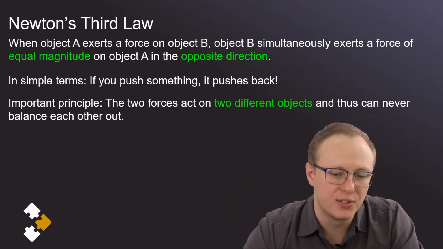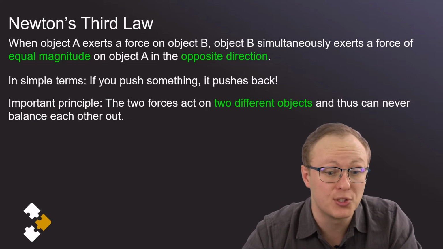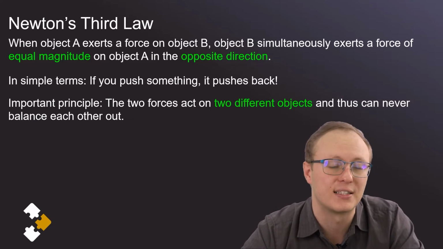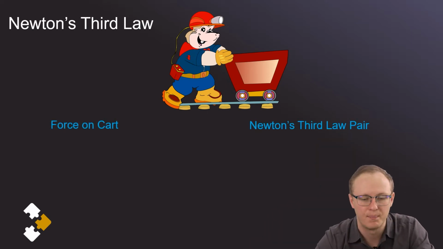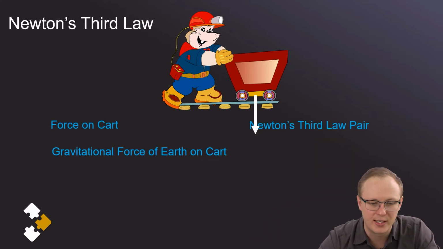The most important principle here is that the two forces act on two different objects and thus can never balance each other out. So let's say, for example, we've got this gopher here that is pushing a mine cart on a rail. Let's see if we can divine all the forces that are acting on this cart and see if we can find the Newton's third law pairs for them. Okay, so the easiest force is usually gravitation.